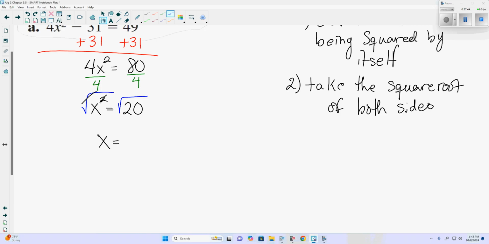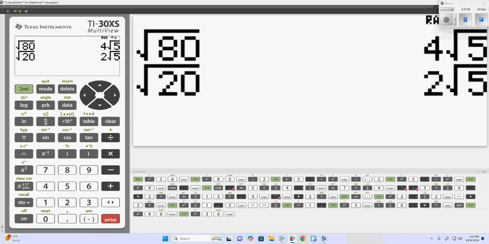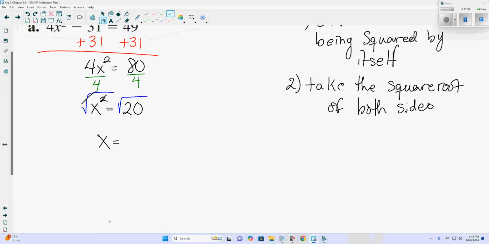Now we need to figure out what the square root of 20 is. So luckily, we'll take the square root of 20, which is, and we'll leave it in radical form, 2 square root of 5. Yes?